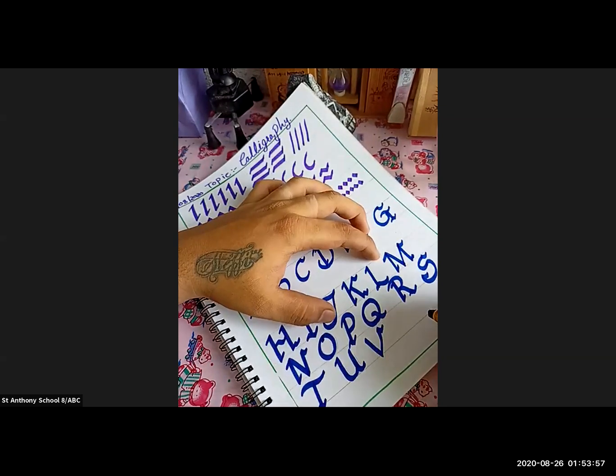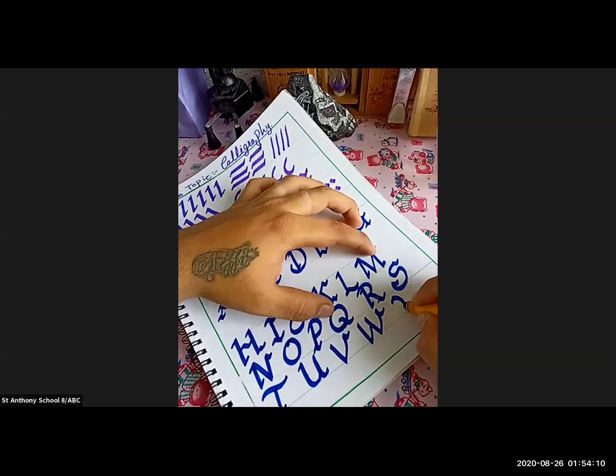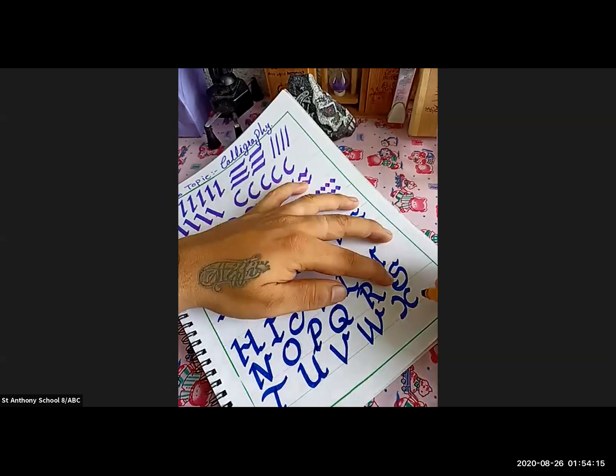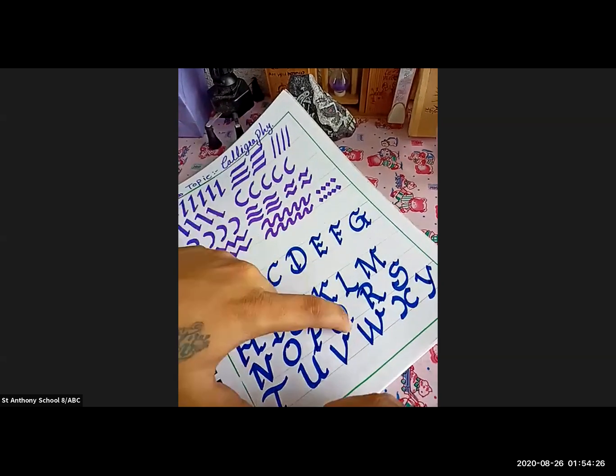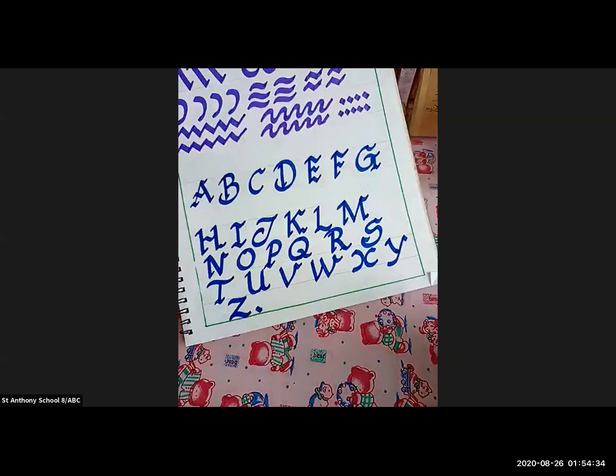Now comes the V. Just look at this, V. Then comes your W. For W, same way again, and just leave a space over here. Then here comes your X, opposite curve line, curve line. Then here comes your Y. Just look at this. And the last one is Z, dot. So this is your calligraphy.